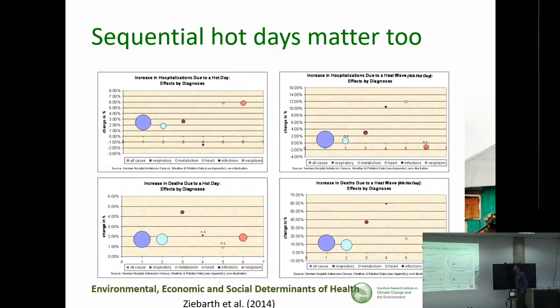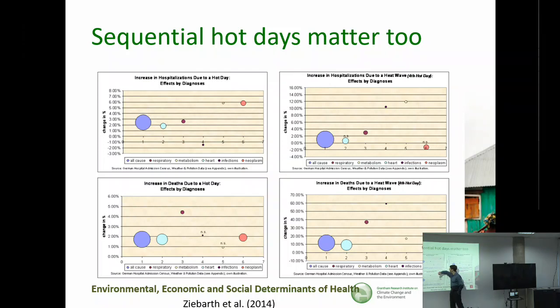And we also can see it by different kinds of health problems. Each of these circles is a different effect from a heat wave, the change in incidence of respiratory problems, metabolic problems, and so on from a heat wave. The thing I want to show you here is that these change in time. So across the top, just look at the top part. The bottom part is for deaths rather than hospitalization.